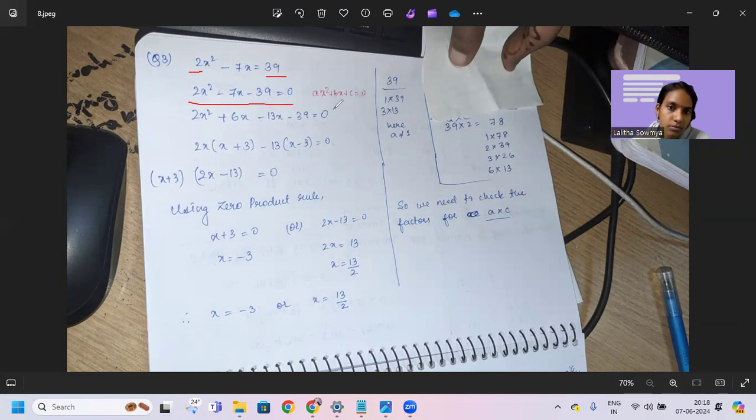This would have worked if A were equal to 1, but it is no longer valid here.